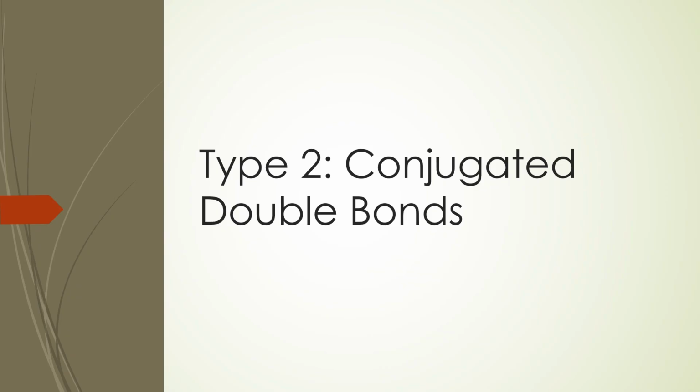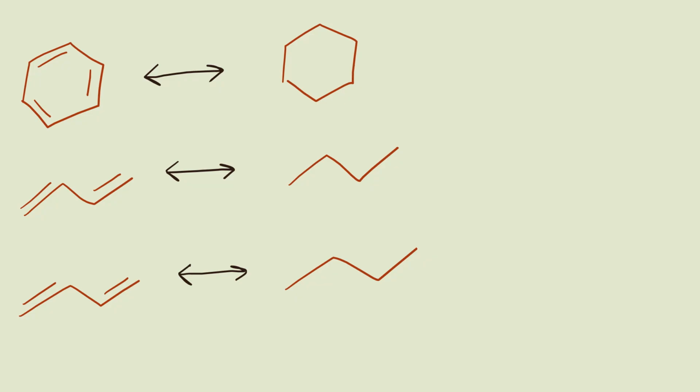The second type of resonance are conjugated double bonds. In cyclic structures like benzene, you get the 2 structures by moving the double bonds 1 over.